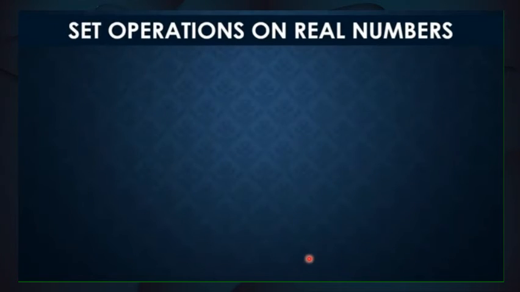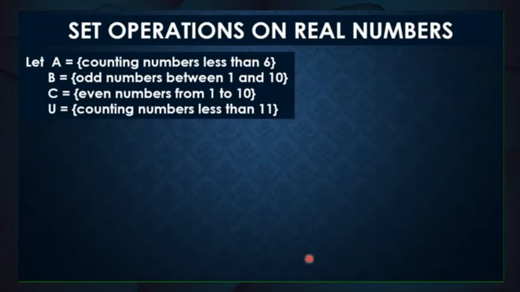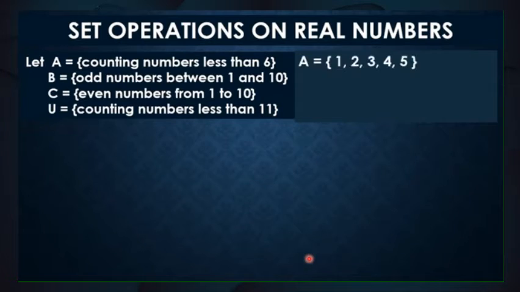Okay. So, let's have set operations and set on real numbers. So, I have here set A, B, C, and the universal set. Okay. So, let us find first the elements of set A. So, set A, we have counting numbers less than 6. So, what are those numbers less than 6 o mas mababa sa 6. So, we have set A, 1, 2, 3, 4, 5. So, make sure na tama ang pag-list natin ng elements dito kasi pag mali tayo dito, there might be a possibility na magkakamali rin tayo sa ating answers.